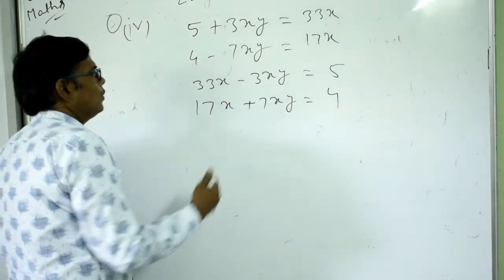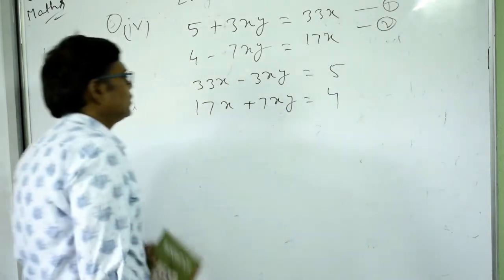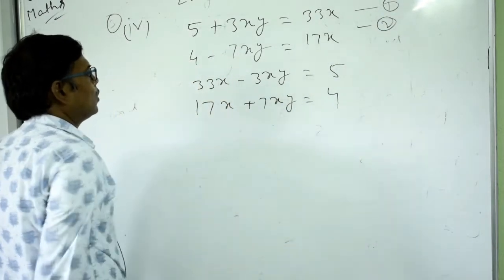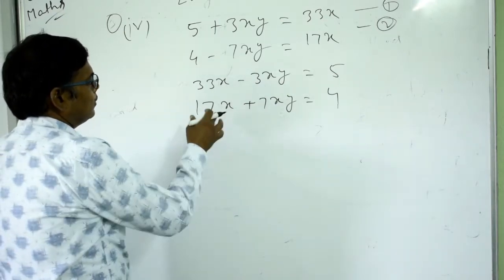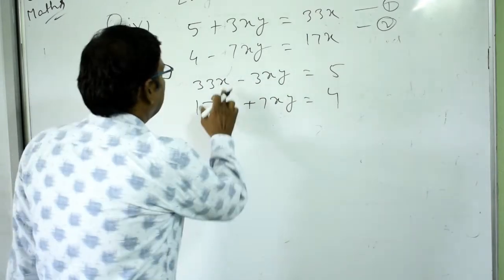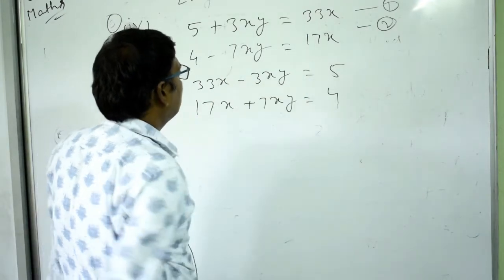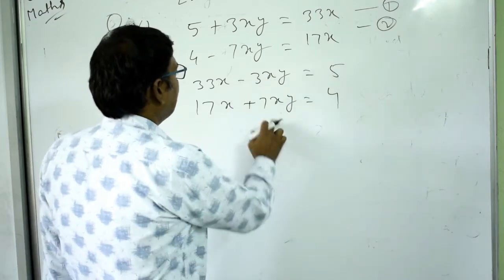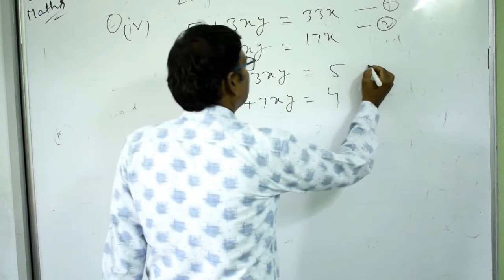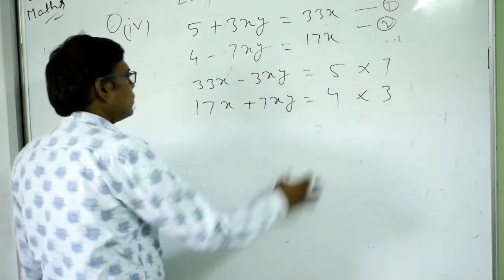Okay, so now here we have got these two equations. After rearranging the terms, I have taken all the variables on one side and kept the constant on the other side. Now here you can eliminate x or y. Suppose you want to eliminate this, then you will multiply this equation by 7 and this equation by 3. Then what will you get here?